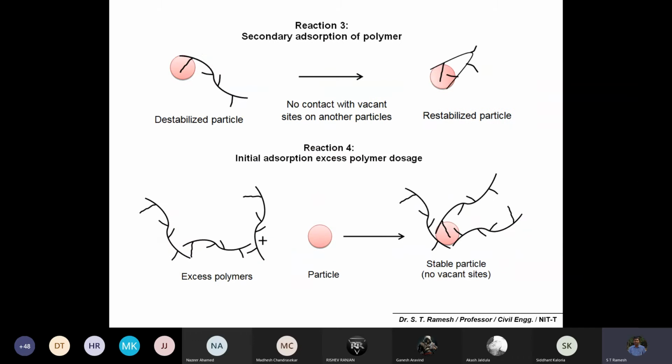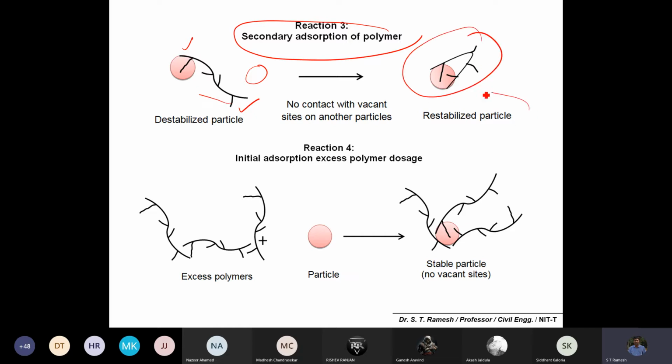The third one is secondary adsorption. Imagine now there are no particles to attach onto the other side. Normally they call it the head side and the tail side. There are a lot of free sites available, but no particle to attach, and thereby it becomes a restabilized particle like this. All the free sites may also attach to another particle, or to the same particle, something like this. This is the secondary adsorption of polymer.